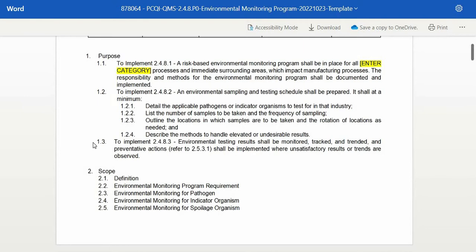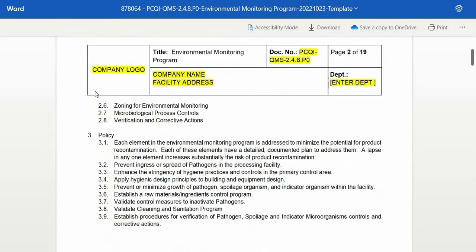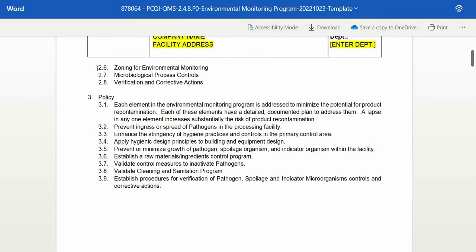And third, to implement 2.4.8.3, environmental testing results shall be monitored, tracked, and trended, and preventative actions shall be implemented where unsatisfactory results or trends are observed. The second component of the program is scope. The scope of the program is based on the purpose and serves as a guide in defining and describing the layout of the procedure. It includes definition, the environmental monitoring program requirement, pathogen, indicator organism, and spoilage organism. It also includes zoning for environmental monitoring, the microbiological process controls, and verification and corrective actions.